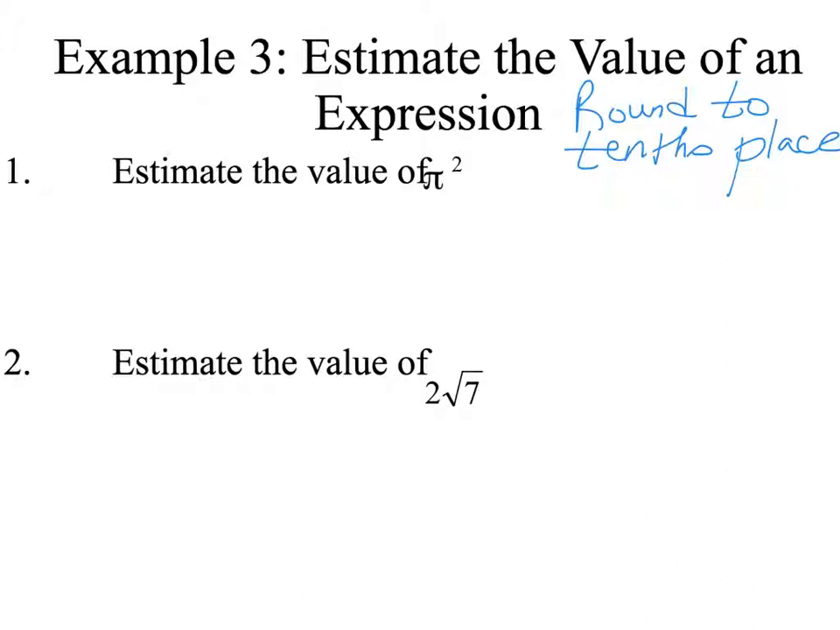So this is pi squared. So find the pi button on your calculator. We should all know how to square things. And when we round it correctly, we're going to get 9.9.